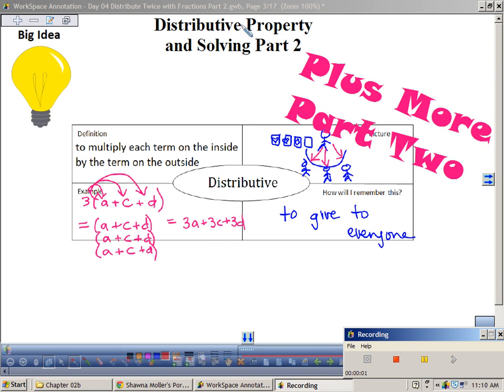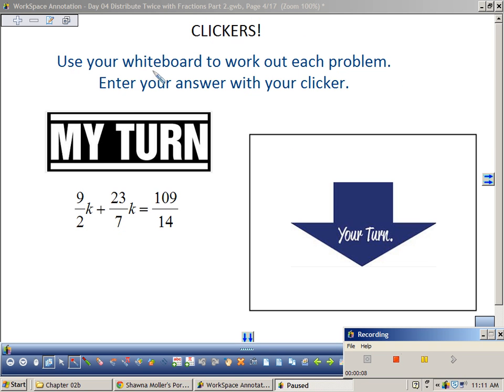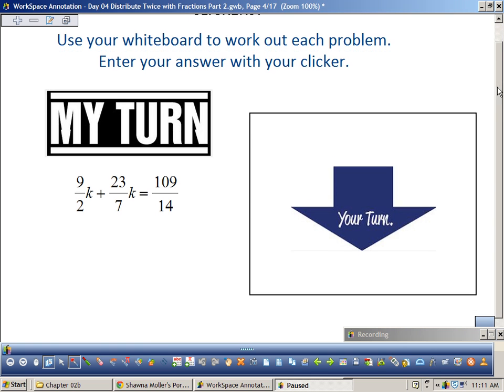So this is distributive property and solving part 2. Same as yesterday, just a little bit more. Okay, so I'm going to do one, then you're going to do one. So just pencils down, pay attention.